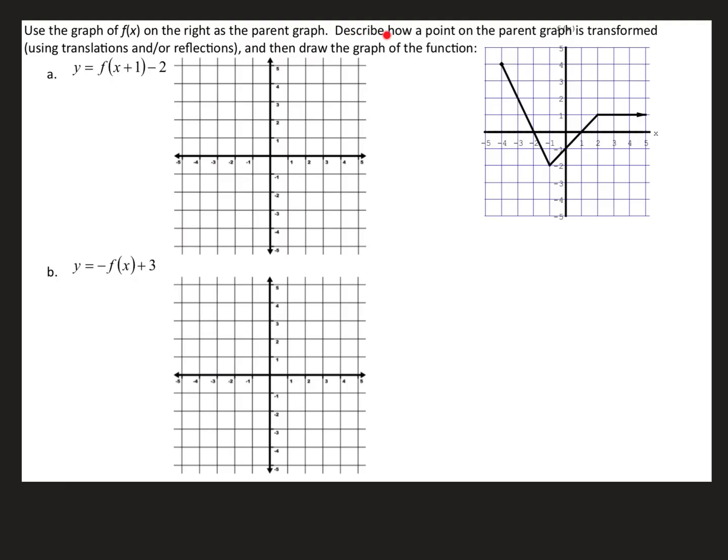So you can see here, describe how a point on the parent graph is transformed using translations and or reflections, then draw the graph of the function. I'm going to expand on this a little bit because if you don't know what the points of the parent graph are, then you can't tell me where they end up. So in order to graph these, first I need to create a list of parent points like this. And so maybe one more right here.